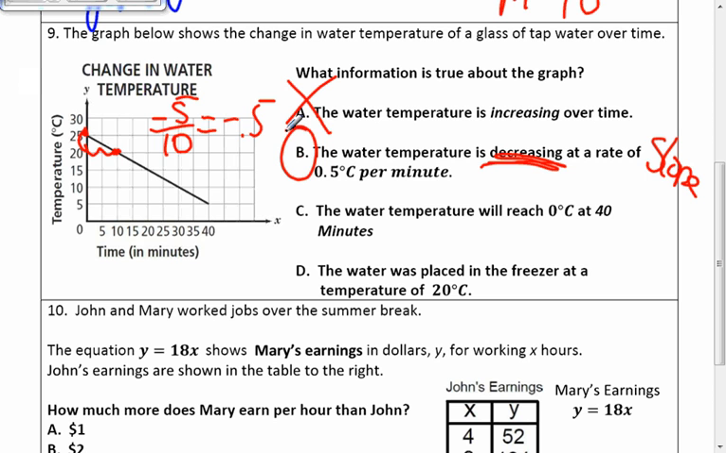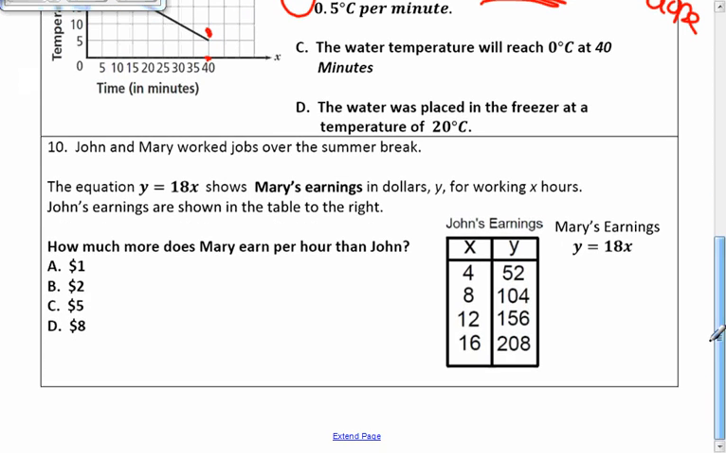The water temperature will reach 0 at 40. Well, here's 40, and it didn't reach 0, so that's wrong. And it was placed in the freezer at 20 degrees. No, it was placed in the freezer at 25. Number 10, John and Mary work jobs over the summer. Y equals 18x shows Mary's earnings, so she earns $18 per hour. And we're going to figure out how much John earns per hour.